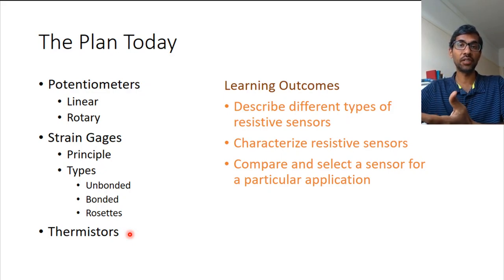What are we aiming to learn in this lecture? We want to describe some types of resistive sensors, basically potentiometers, strain gauges, and thermistors. We want to learn how we can characterize resistive sensors. We've already talked about characterization of sensors in the previous lectures, and we want to see how that applies to resistive sensors. And of course, we want to learn how we can compare between two sensors and select a sensor for a particular application.